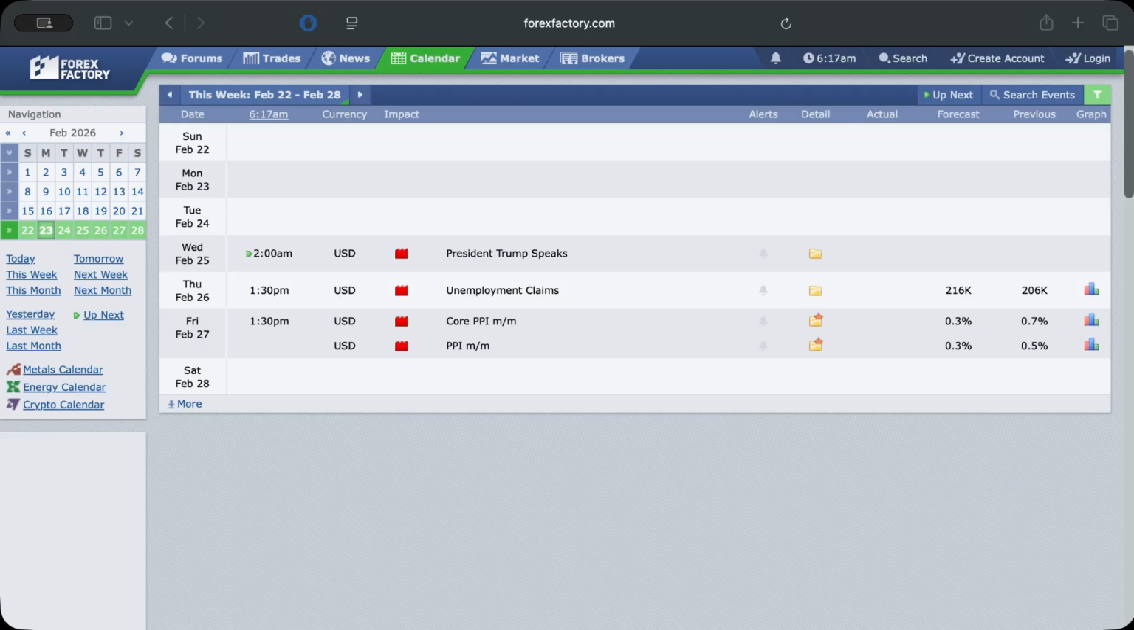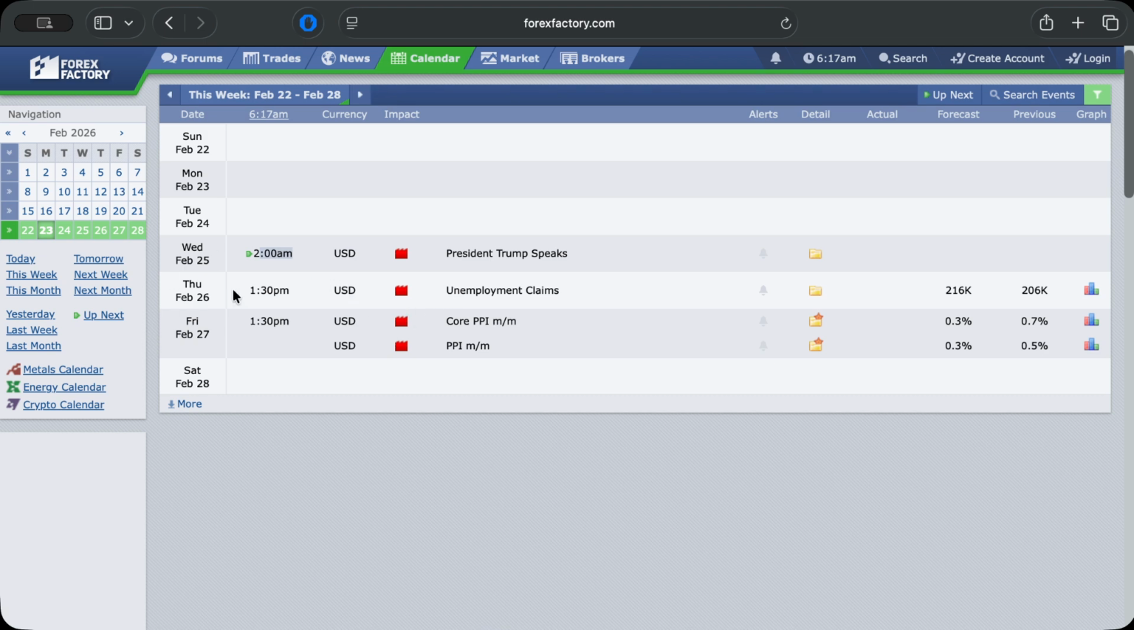So, jumping right into it, looking at Forex Factory, we see that this week there is not much news going on. So, Monday, Tuesday, no news. Wednesday, we do have President Trump speaking, but this is at 2 a.m. So, in the UK, I'll be sleeping, right?